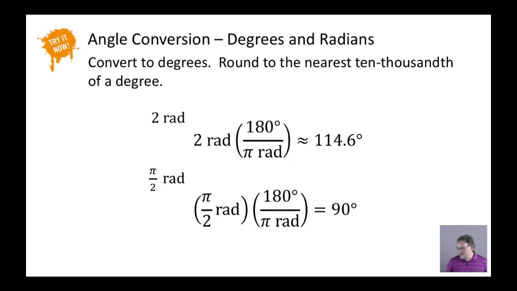For pi over 2 radians, we do the same procedure here, noticing that in this case the pi's cancel out, leaving us with just 180 degrees on top and a 2 in the denominator, resulting in a degree measure of 90 degrees. We didn't need to have any decimal places there, did we?